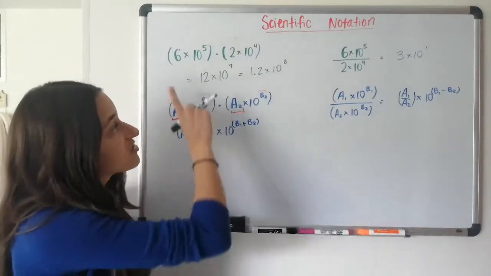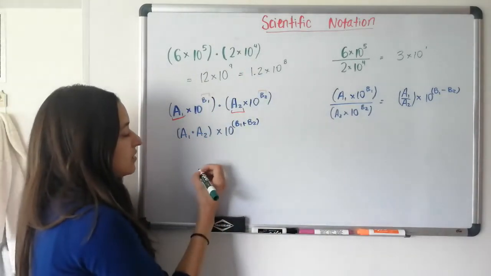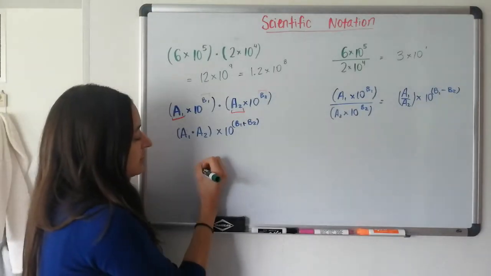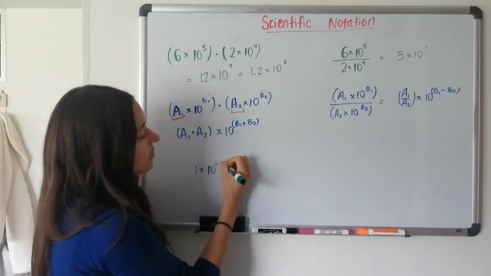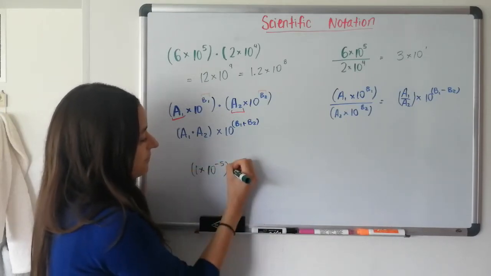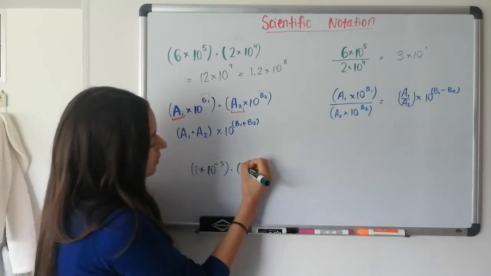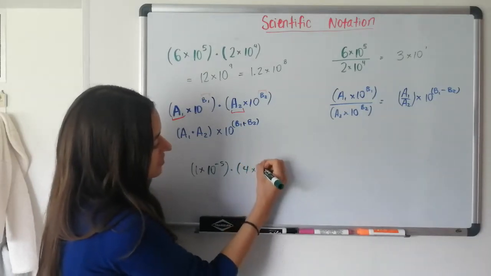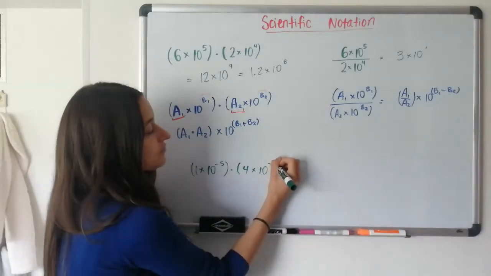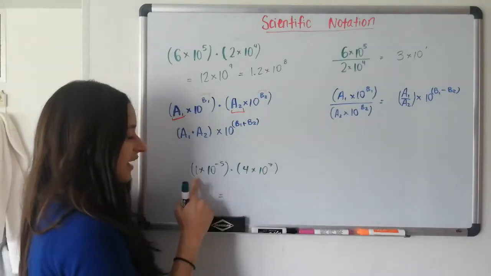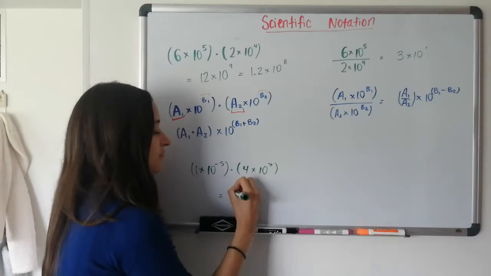We can do exactly the same thing with negative exponents. So maybe we have, let's say, 1 times 10 to the negative 5 times, I don't know, maybe 4 times 10 to the positive 7. So what we're going to do here is, again, multiply only the first part. 1 times 4 will give us 4.